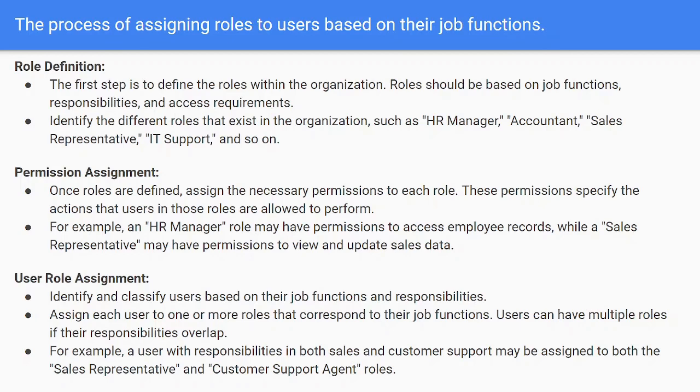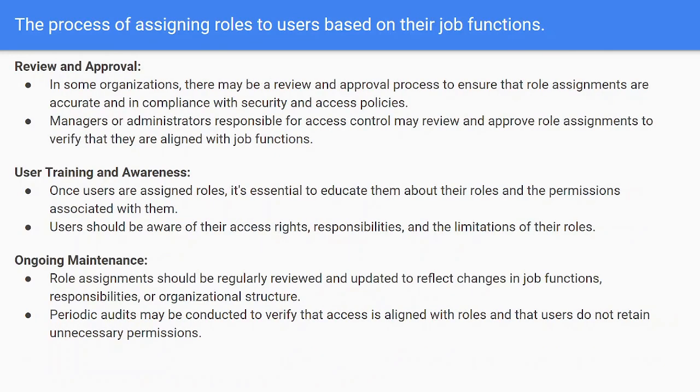Then the next one is user role assignment. So this one, you're assigning the user. Now that you've defined the role and assigned the permissions, you go and look for, okay, Ademola is the HR manager, so you now assign the HR manager role to that user. Do you get? So the next one is reviewer and approver. In some organizations, there may be a review or approval process to ensure that roles assigned are accurate and in compliance with security and access policies.